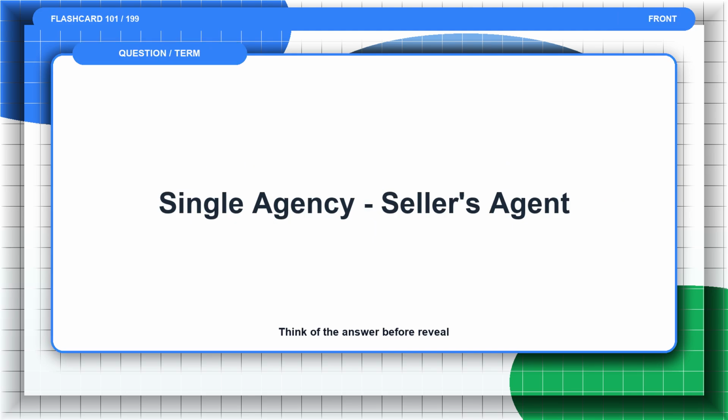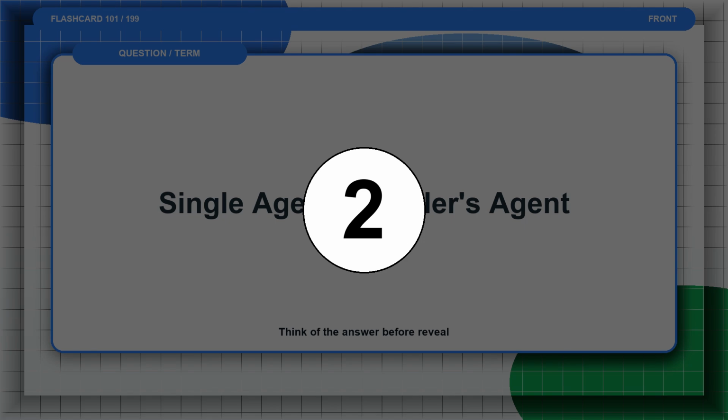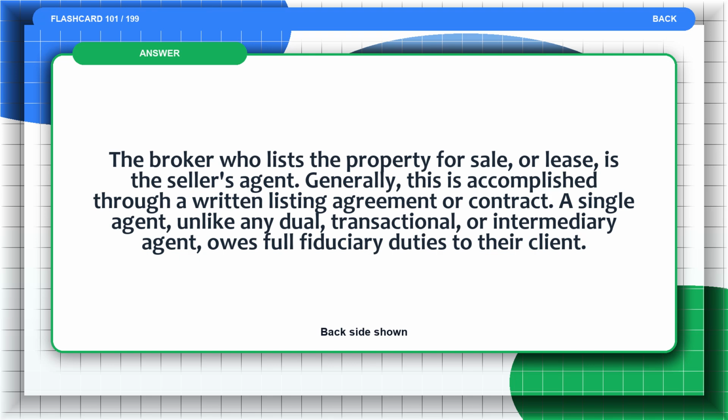Flashcard 101. Single agency seller's agent. Pause and think of the answer before the reveal. The answer is, the broker who lists the property for sale or lease is the seller's agent. Generally, this is accomplished through a written listing agreement or contract. A single agent, unlike any dual, transactional, or intermediary agent, owes full fiduciary duties to their client.